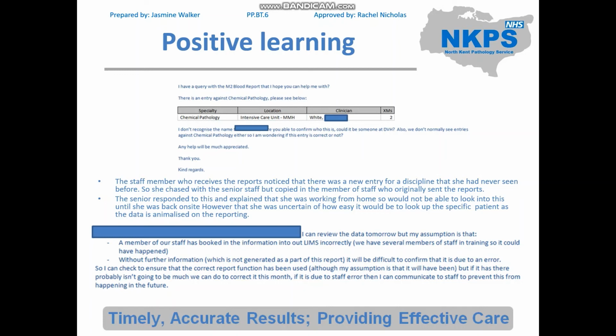And without further information, which is not generated as part of this report, it'll be difficult to confirm that it's due to an error. So I can check to ensure that the correct report function has been used, although my assumption is that it will have been. But if it has, there probably isn't going to be much we can do to correct it this month. If it is due to staff error, then I can communicate to staff to prevent this from happening in future.